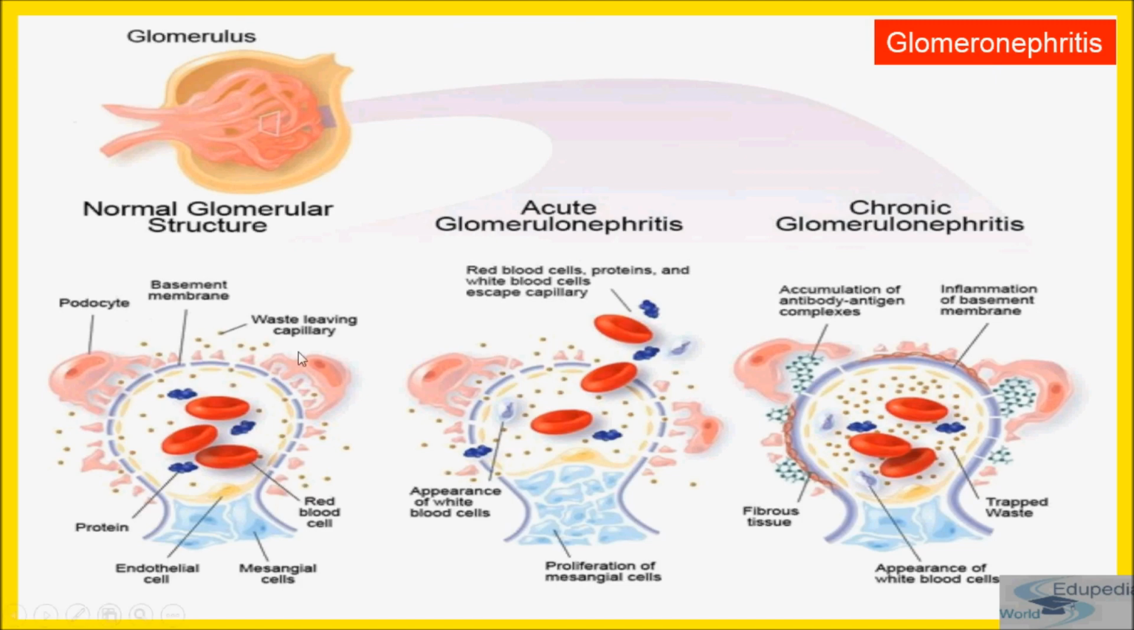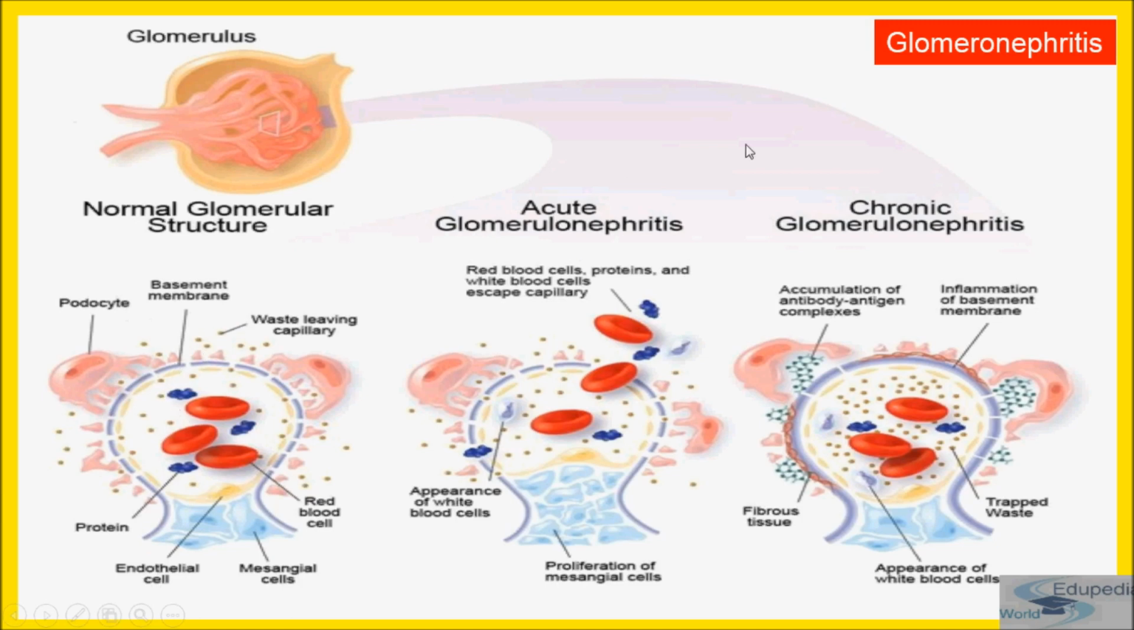This is normal glomerular structure. It has this lining, which we call Bowman's capsule, and these red blood cells are inside it. Mesangial cells are also there, endothelial cells are also there, and podocytes are also there, surrounding the membrane of the Bowman's capsule.